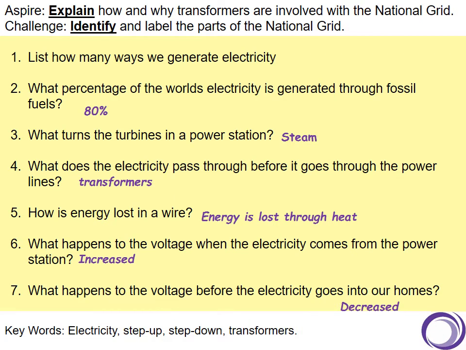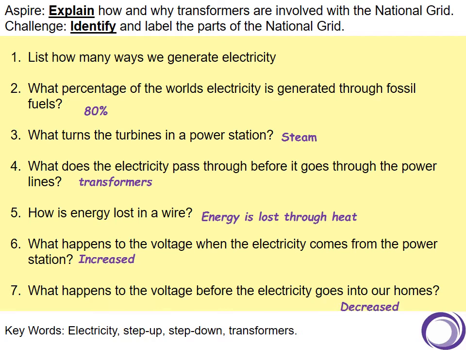Okay, so let's go through some of the answers that we've got. You've probably got a list of numerous ways of generating electricity, both renewable and non-renewable. The percentage of the world's electricity generated through fossil fuels is 80%. What turns the turbines in a power station is the steam.